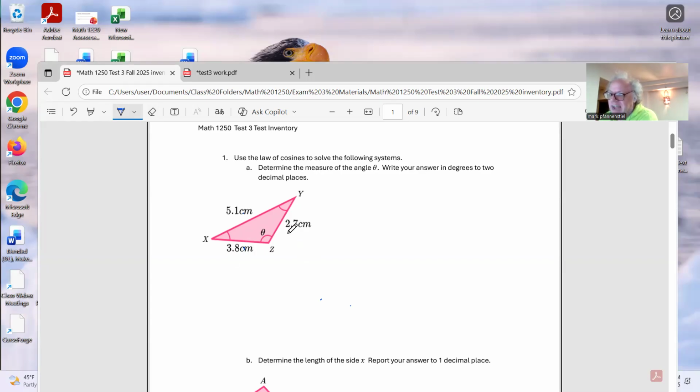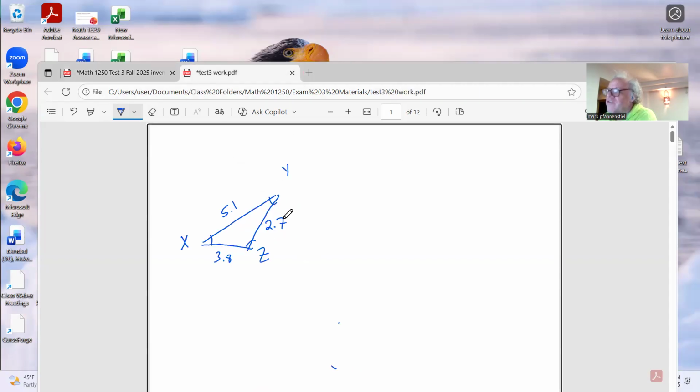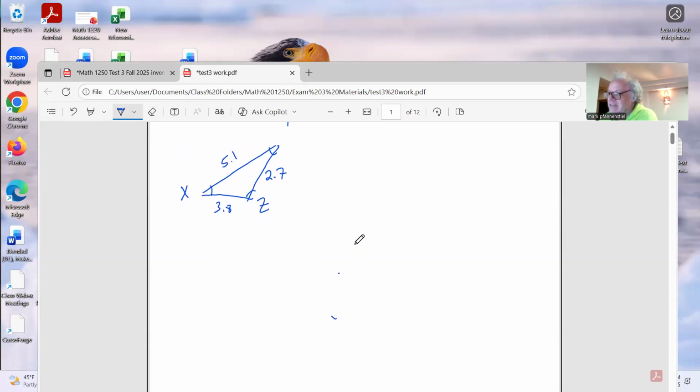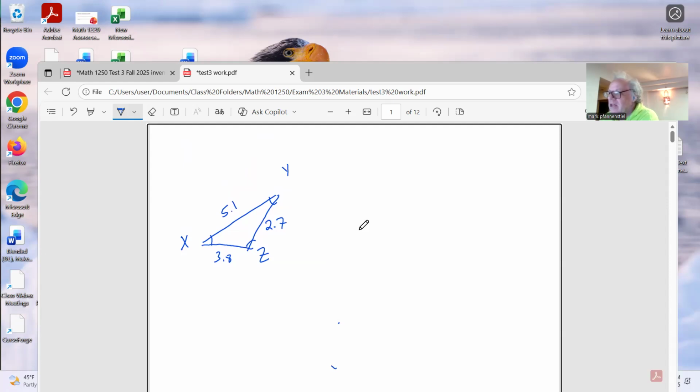Since this is a side-side-side kind of problem, we know that we have to figure this out using the law of cosines. So let's go ahead and get started. First thing I did, I made an additional little triangle over here so that I could work this on one page. The first thing I'm going to do is figure out what angle x is.